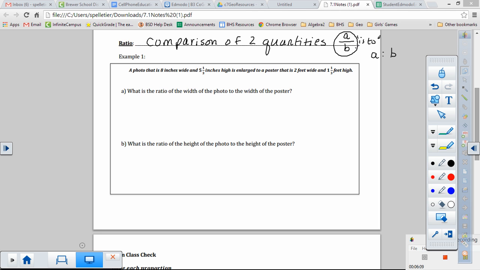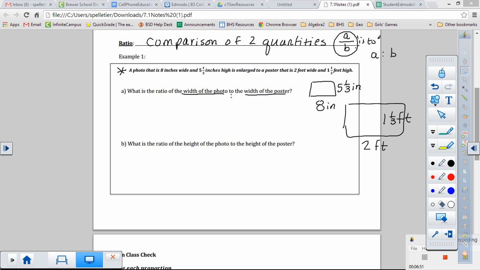In part A, we're going to talk about the ratio of the width of the photo to, and that's where your colon comes in, the width of the poster. Looking at the description at the top, a photo that is 8 inches wide and 5 1/3 inches high is enlarged to a poster that's 2 feet wide and 1 1/3 feet high. I like to have a picture. So 8 inches wide, 5 1/3 inches high, changing to a poster 2 feet wide by 1 1/3 feet high.